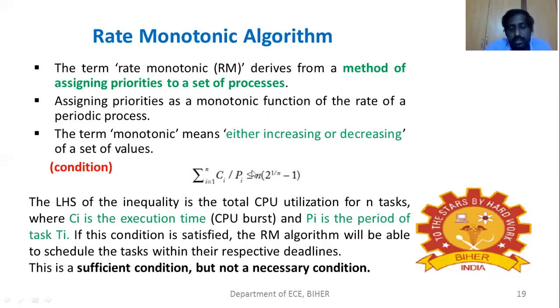So the condition is that the sum for i equal to 1 to n of Ci by Pi should be less than or equal to the bound. It depends totally on the CPU burst and the period required for a particular task. This is the condition used in rate monotonic. This is a sufficient condition, but it is not a mandatory condition, because we need to provide better, deadline based solutions.